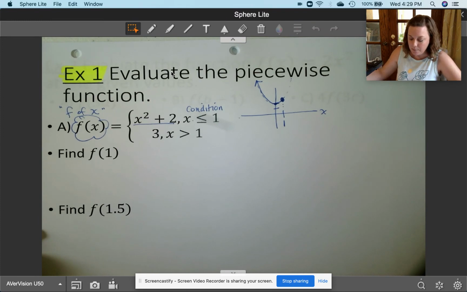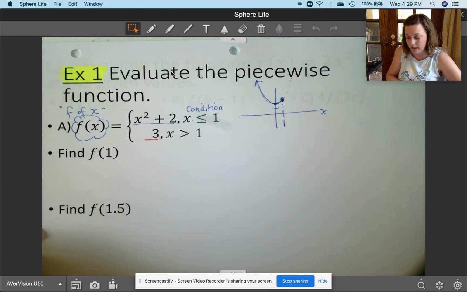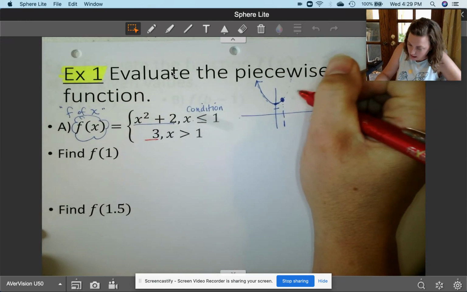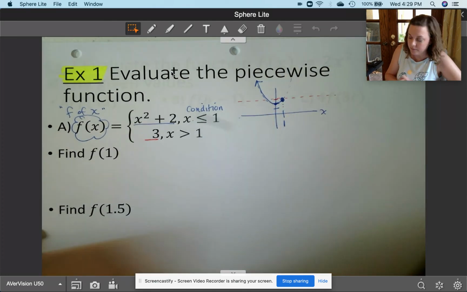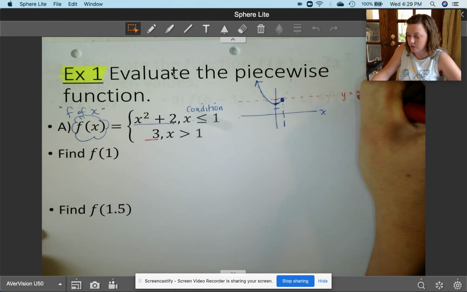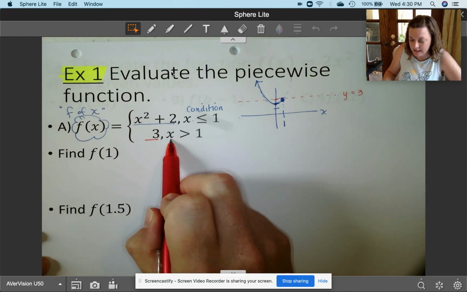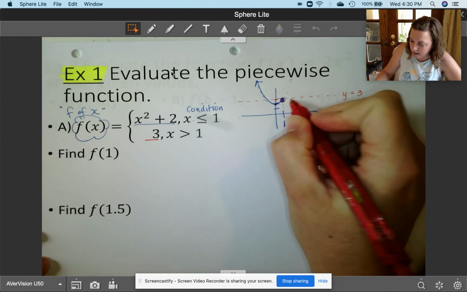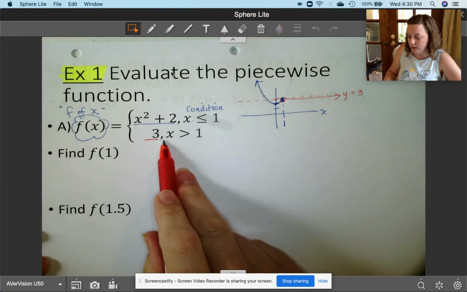Okay. Our second part of this piecewise function f of x is this output of 3. And 3 is a horizontal line like that. There it is, y equals 3. That's the line that extends left and right forever and ever. And we only want to see that line for x values greater than 1. So it turns out they overlap here. I didn't plan on that. That just sort of happened. That's a coincidence.